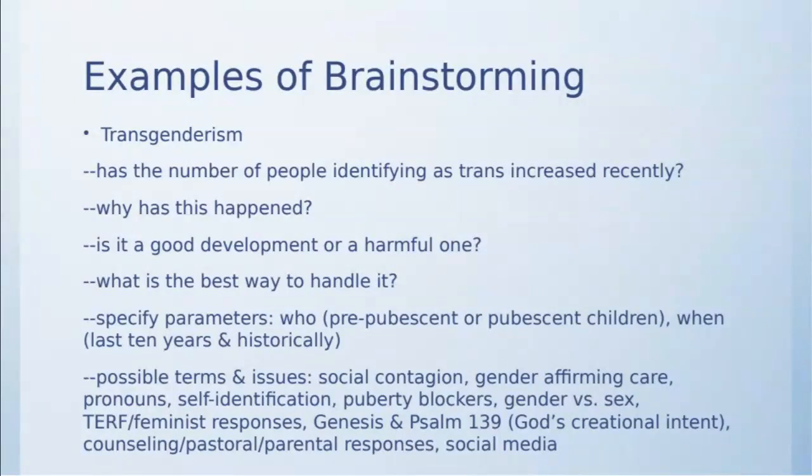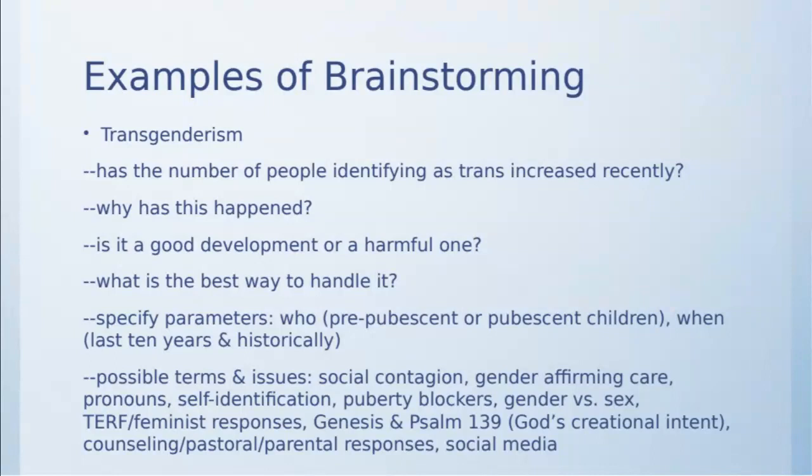For example, you could research: has the number of people identifying as transgender increased in recent years, and how much has it increased? Then you could ask why. If it's gone way up, why has it increased? There's many possible explanations. Is this a good thing or a harmful thing? You can also specify parameters, like who are you focusing on? Maybe prepubescent children identifying as trans, or pubescent teenagers, or people that are later in high school, or young adults in college. Maybe you want to focus on a group like that, or just girls or just boys.